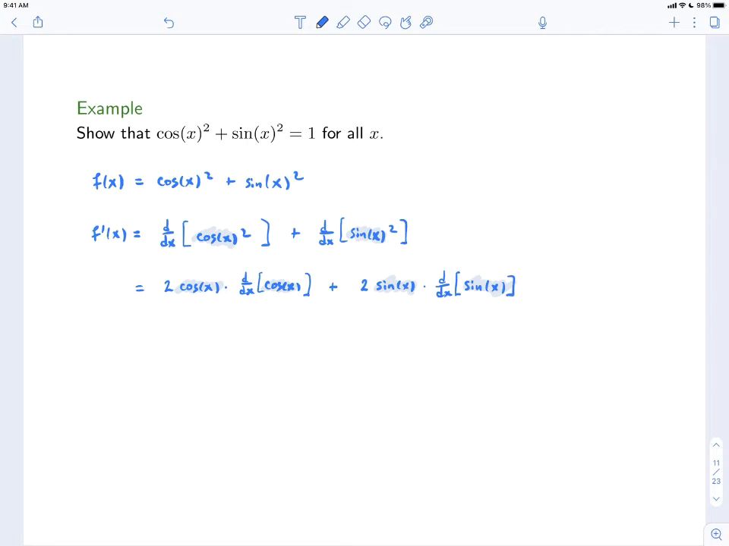But of course, what is the derivative of cosine of x? It's the opposite of sine of x. And the derivative of sine of x is cosine of x. So we have that f prime of x is equal to 2 times cosine of x times the opposite of sine, so let's put the minus sign in front, times sine of x, plus 2 times sine of x cosine of x. And here we have the opposite of 2 times sine times cosine plus 2 times sine times cosine. These cancel, and we have that f prime of x is equal to 0.